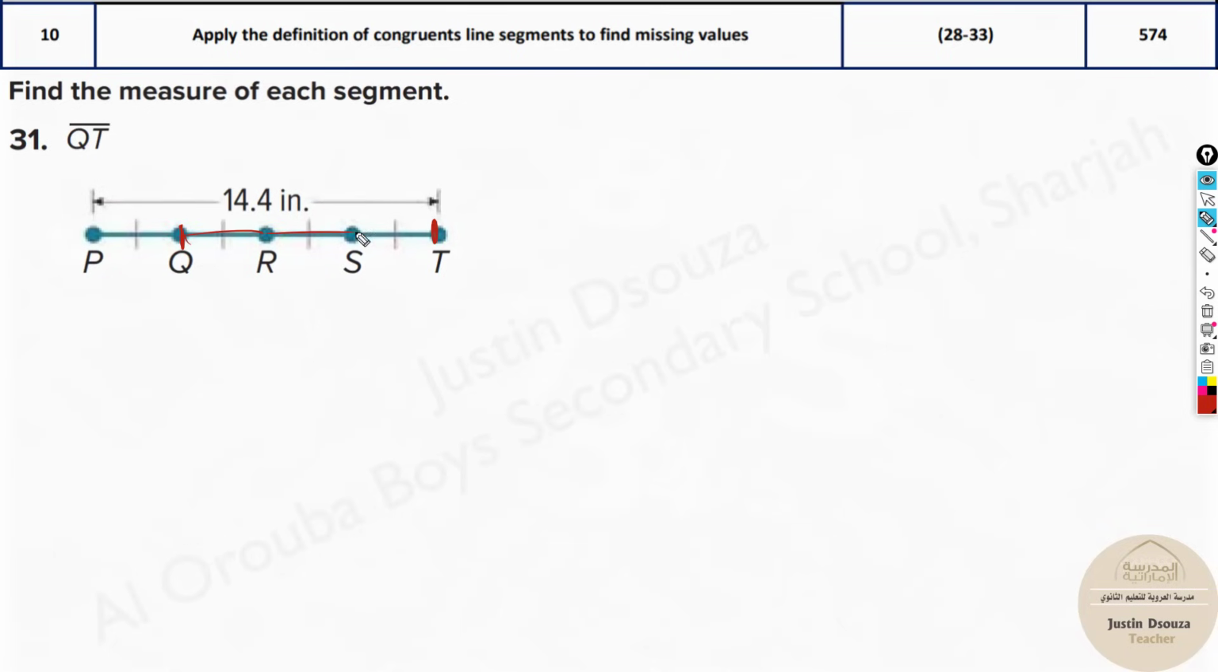That means 1, 2, 3 segments only. This is x, x and x. But to find x, you need to basically add up all because that's the total length, right? So 14.4 will be equal to 4x. X will be just 14.4 divided by 4.